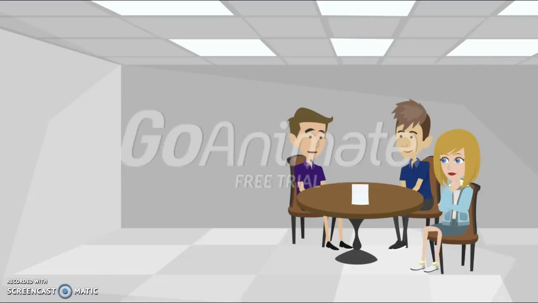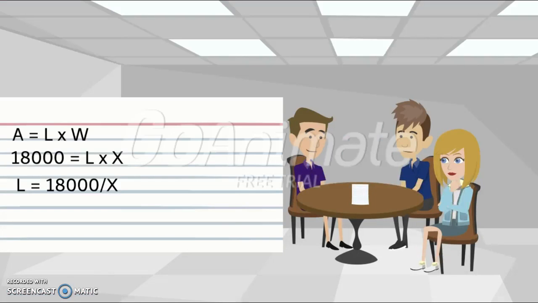Okay team. Let's solve this problem. We know that area equals length times width. We will use x to represent the width of the pen. The length can be represented by 18,000 divided by x, since we know the area.